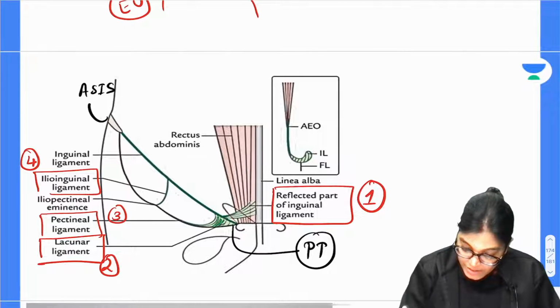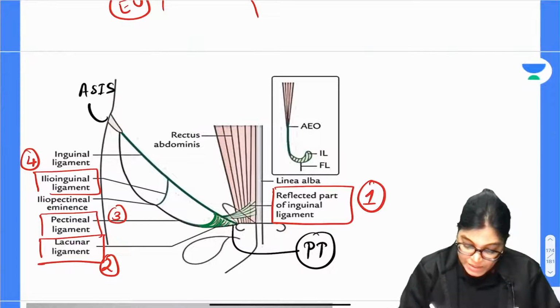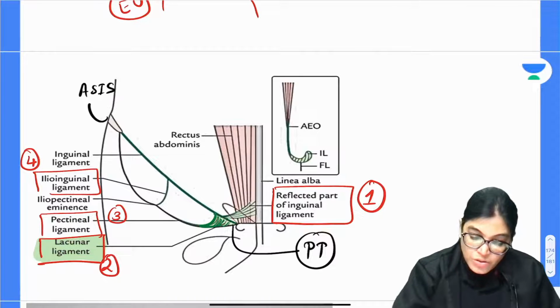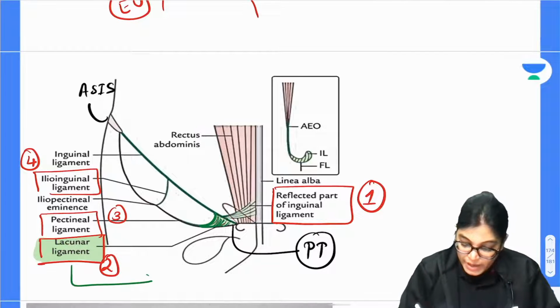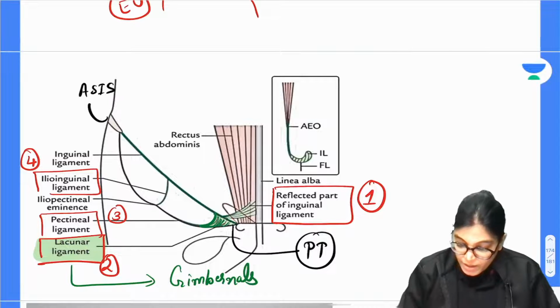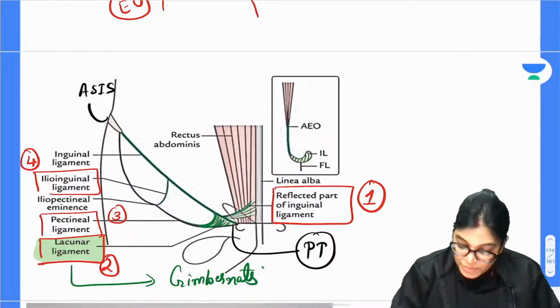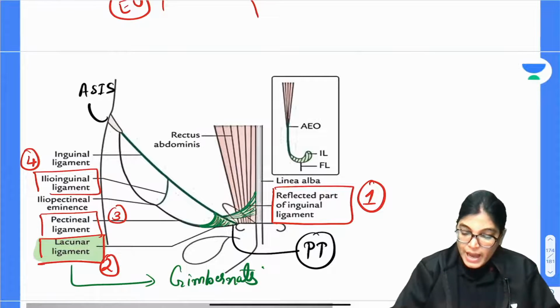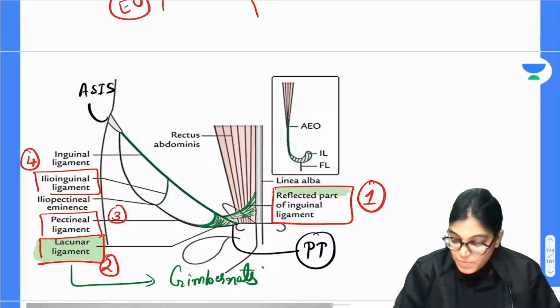So here this extension, this triangular ligament on the medial side, is called the lacunar ligament. It is a triangular ligament that attaches on the medial aspect. This is also called Gimbernat's ligament. Other than that, you can see a few fibers are reflected in an upward direction and will merge with the opposite side. This part is called the reflected part of the inguinal ligament.